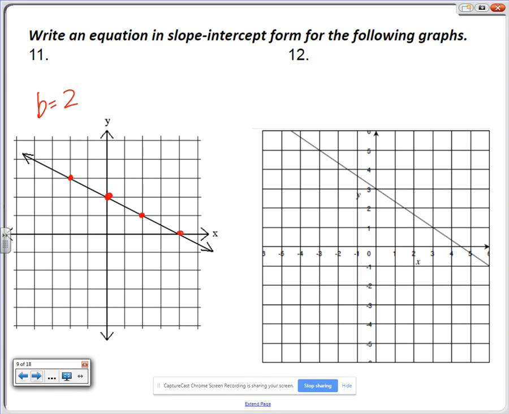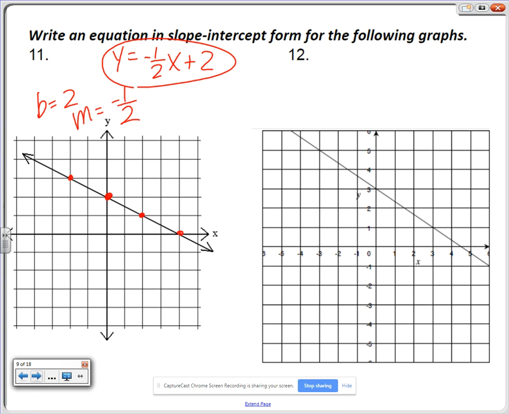How many do I need to rise? Really, it's negative 1, isn't it? How many do I need to run? So this m will be negative 1/2 because it's going down 1 and over 2. Now you just need to plug it into your formula. My formula is y equals mx plus b, correct? So y equals, what's my m? x plus b. And that would be the equation that would give you that line.